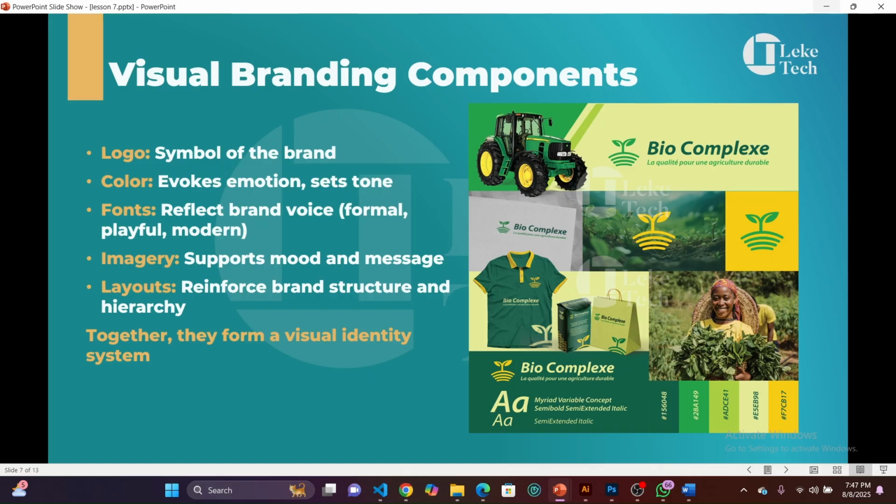So together they form the visual identity system. This is a simple visual identity system which was actually a demo project which I had done for Biocomplex. So you can see the elements. You can see the logo at the top. At the bottom left you can see the colors with the color codes which were used across the branding, meaning that everything which is being done related to this company should follow this color palette.